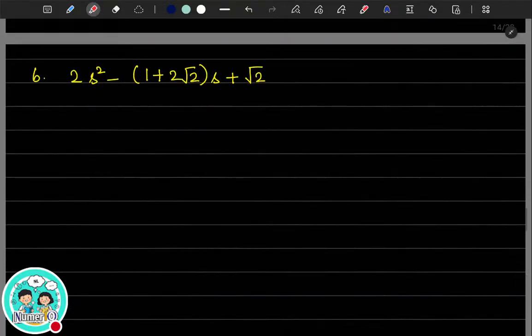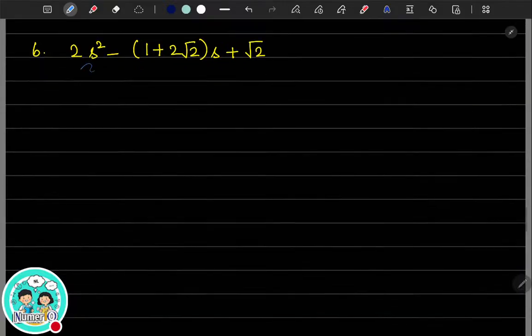Let's move on to the sixth question. The sixth question is nothing but 2s square minus 1 plus 2 root 2s plus root 2 is given to you. Here we don't have to do any middle term splitting. Let's just open it. If you just open it up, what do you get? 2s square, open the bracket, so minus s minus 2 root 2s plus root 2 is equal to 0.